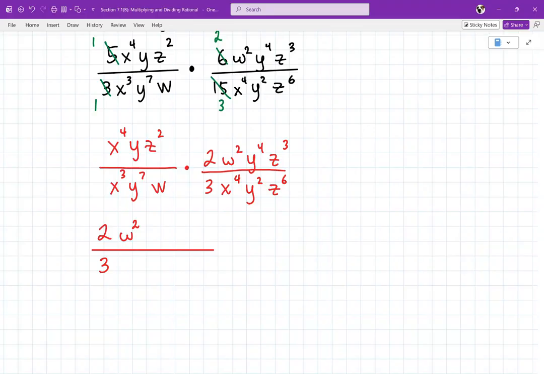What about X's? I don't have any X's on the right side, but on the left side, I have X to the fourth. So let me write down X to the fourth. What about the Y's? I have a Y to the first here and a Y to the fourth over here on top. So that's Y to the first times Y to the fourth. That's Y to the fifth. And then Z's, I have a Z squared on top on the left side and a Z cubed on the right side. So that's Z to the fifth.